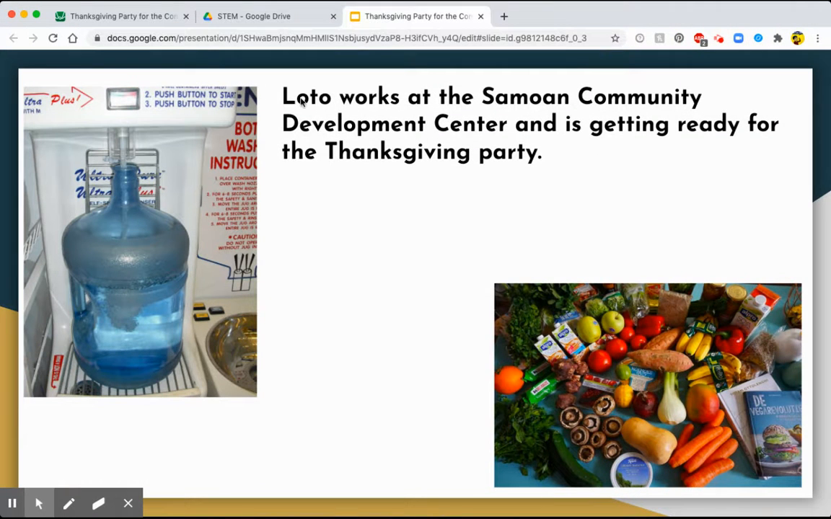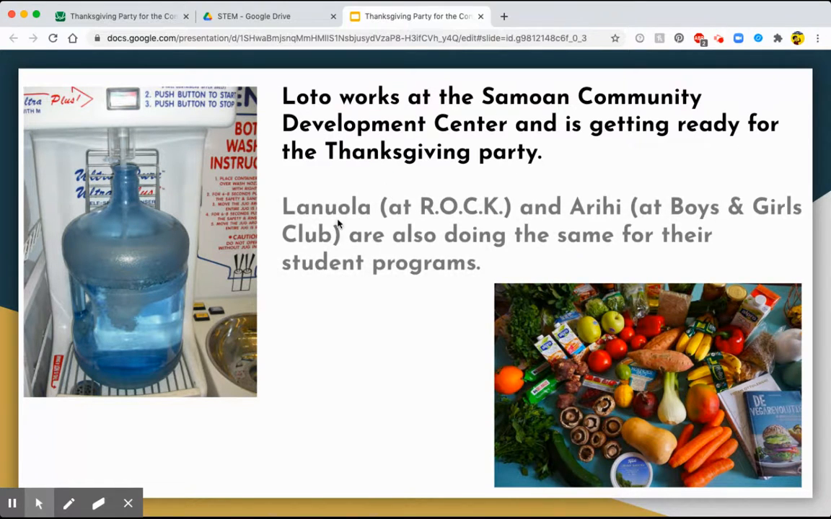Now, here's the story behind the problems that we are going to do next. Loto works at the Samoan Community Development Center and is getting ready for the Thanksgiving party. Lanola at Rock and Arihi at Boys and Girls Club are also doing the same thing for their student programs. So for these next problems, you can imagine 3 people who work at 3 different programs getting ready for Thanksgiving, so they have to buy different things like water and vegetables and so on.